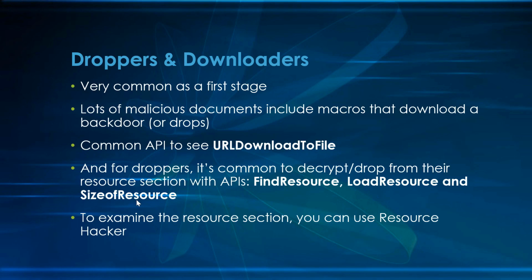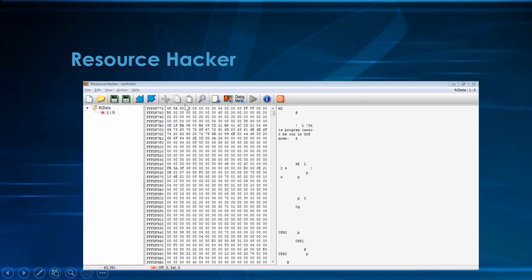You can use a tool called Resource Hacker, which is a very well-known tool to examine the whole resource section and see all the files that are included: all the icons, all the different binary data, all the zip files, all the executable files that are saved in the resources of any executable file. This is how Resource Hacker looks. And you can see here that this malware is called Conflicker. It was a very well-known malware a long time ago, and it includes RC data here.